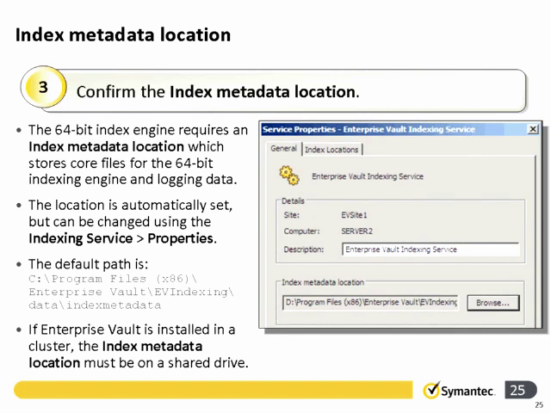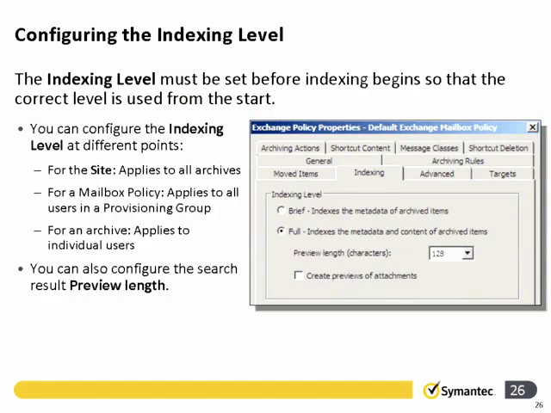The default path is the installation folder under a folder named EV Indexing, a subfolder Data, and then a subfolder named Index Metadata. If you do in fact use clustering, and we'll talk more in Lesson 15 about expanding our environment with clustering, you need to make sure that the index metadata location is on a shared drive for the clustered Enterprise Vault servers.